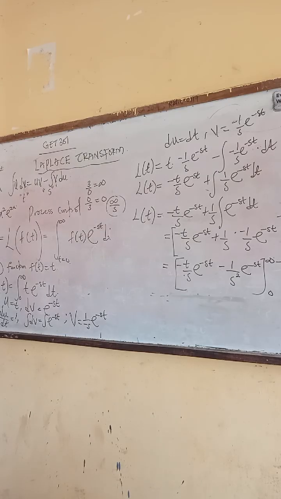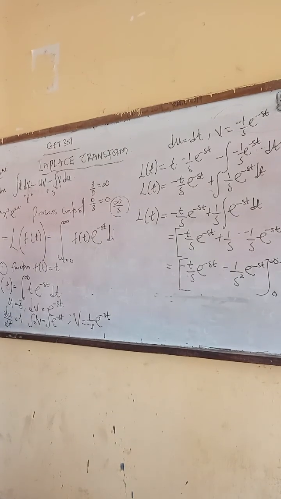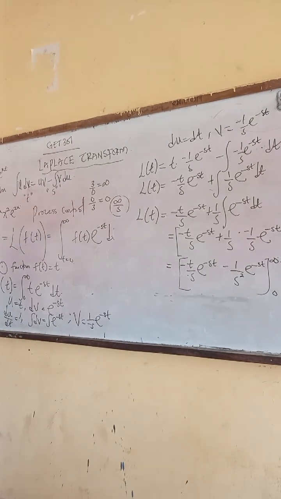Alright. So now our u is t. When you differentiate, du/dt, what are you going to have? du/dt is 1, right? And when you cross multiply, du will be equal to 1 times dt, right? So du equals dt. That's what you have there.